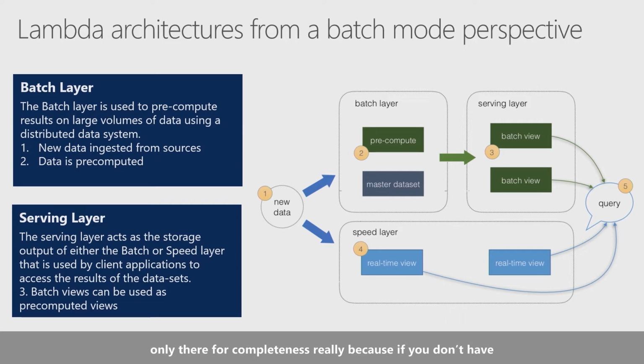It's only there for completeness, really, because if you don't have that there, someone who knows Lambda architecture is going to say, that isn't a Lambda architecture because you haven't got the speed layer. So from this, what you're going to go through is, if you've got new data, it can either be processed at a batch layer, pre-computed, and then served up, where queries can call that.